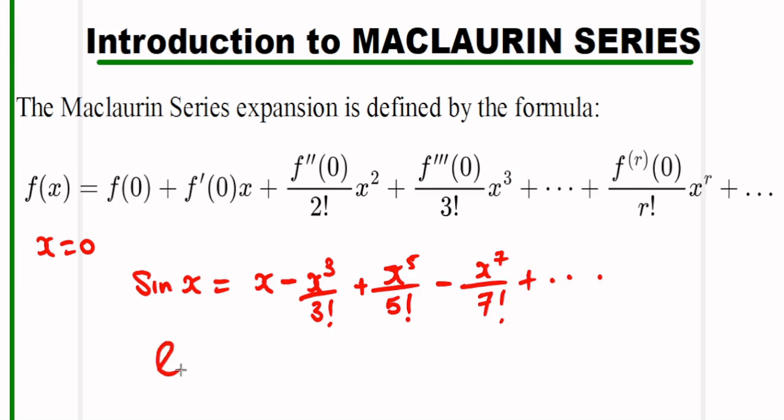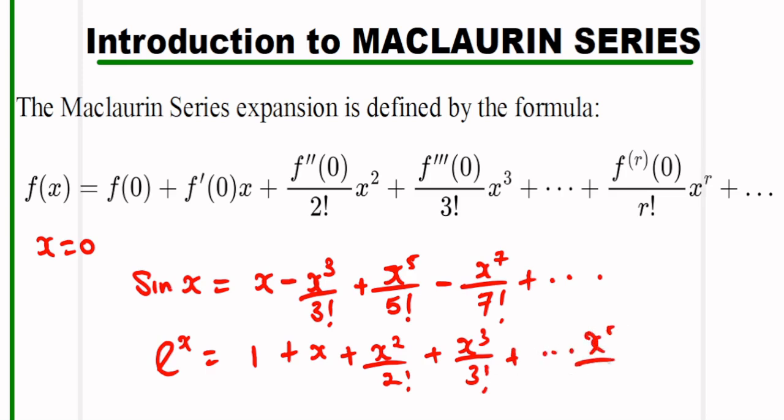So we can also have exponential x to be, we'll have 1 plus x plus x squared over 2 factorial plus x cubed over 3 factorial plus dot dot dot x to the r over r factorial plus dot dot dot. So this is also going to infinity. So now this is the Maclaurin series expansion of sine x, and this is also the Maclaurin series expansion of exponential x. So now we need to derive this.